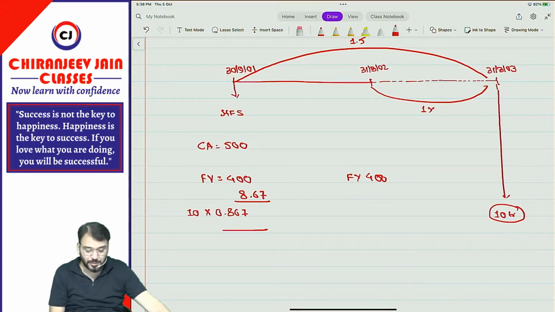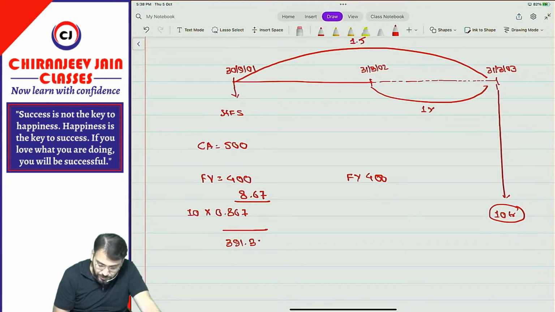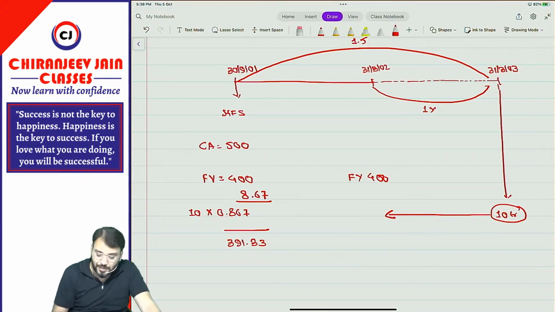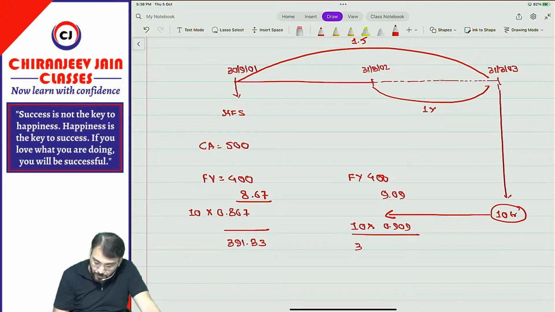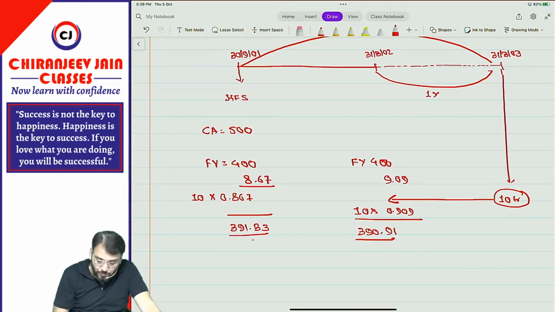So fair value less cost to sale becomes 400 minus 8.67, which is equal to 391.33. And if you want to calculate the present value as on this date, it is 1 year, so it will be 10 crore multiplied by 0.909. It will be 9.09. So what will be your fair value less cost to sale? It will be 400 minus 9.09, that is equal to 390.91. So on 30th September, it will be measured at 391.33.